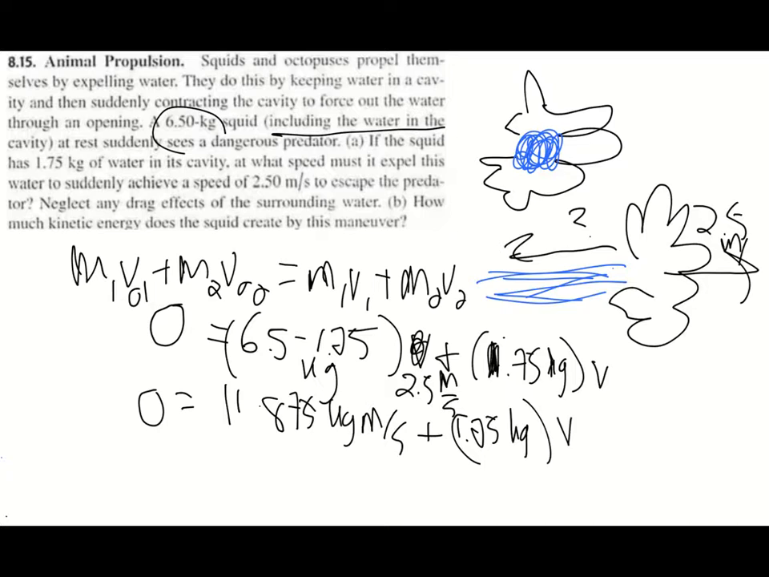So we take 11.875, we divide it by negative 1.75, because we bring it to the other side. We get that V is equal to negative 6.79 meters per second. The negative is just telling us that our sign has to be the opposite of whatever direction the squid is moving.